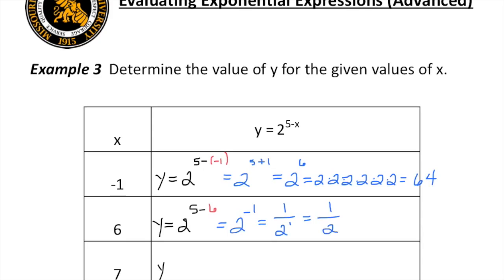Finally, let's evaluate this equation at x equal to 7. So we have y equals 2 to the 5 minus 7. 5 minus 7 is a negative 2. 2 to the negative 2 is the same as 1 over 2 squared. The negative exponent tells us to move the base of 2 to the other side of the fraction, making the power positive after making that movement. 2 squared is 2 times 2, so our final output is 1/4.